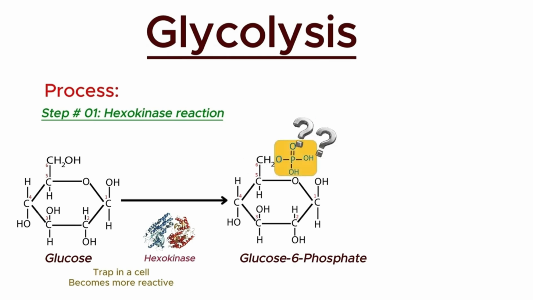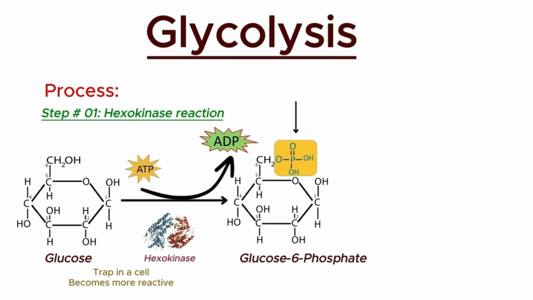But where does this phosphate group come from? It's donated by an ATP molecule. The ATP molecule is broken down into ADP and a phosphate group. This phosphate group is then attached to glucose, turning it into glucose 6-phosphate. To summarize, glucose plus ATP is converted into glucose 6-phosphate and ADP. This reaction is catalyzed by the enzyme hexokinase.